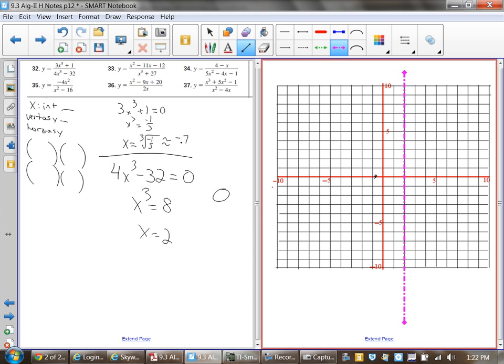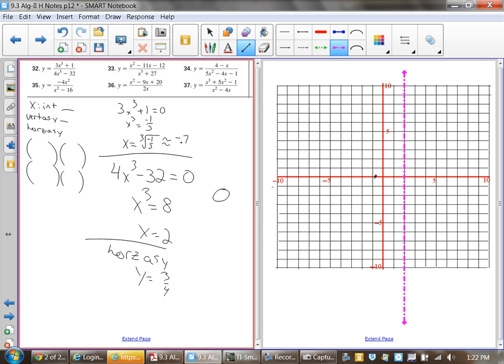Horizontal asymptotes. Do I have a horizontal asymptote here? It's 3x cubed over 4x cubed. The degrees are the same, so what's my asymptote? It's 3/4. And again, it just so happens to be kind of weird looking like that.